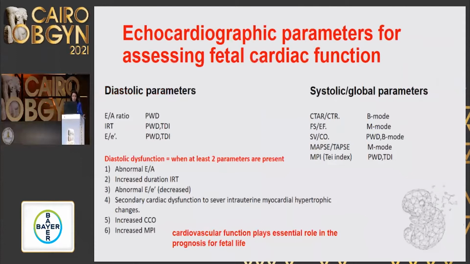But when we evaluate fetal heart function, it is most important to understand who should be checked. We evaluate cardiac function in TTTS cases, TRAP, IUGR, and fetuses with infections like parvovirus and cytomegalovirus. This is important because cardiovascular function plays an essential role in the prognosis for fetal life.